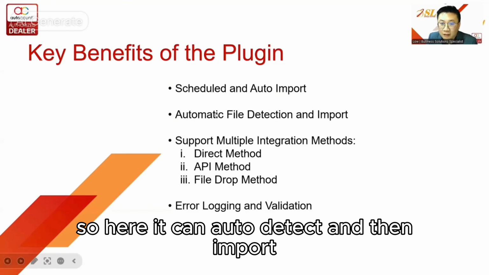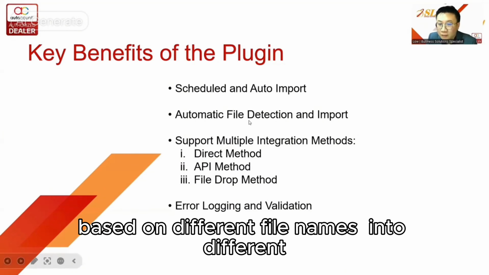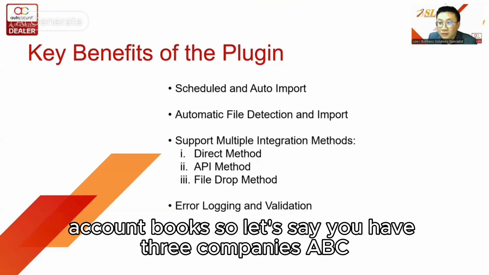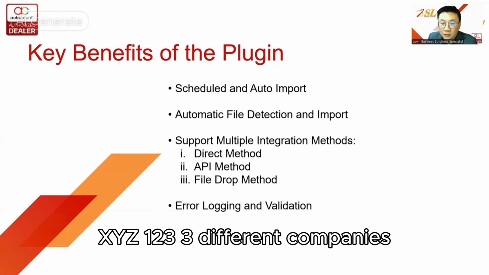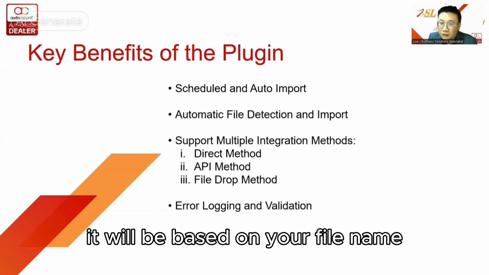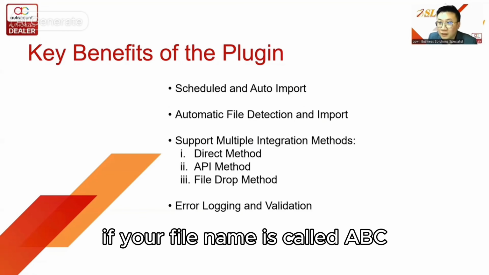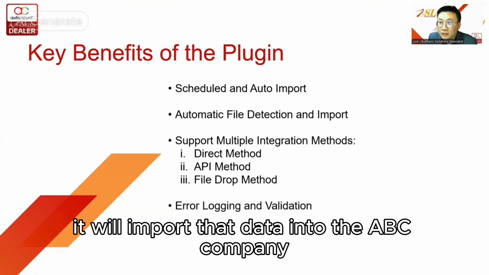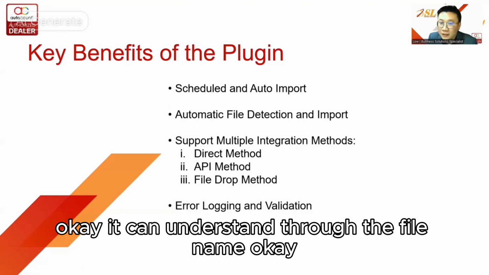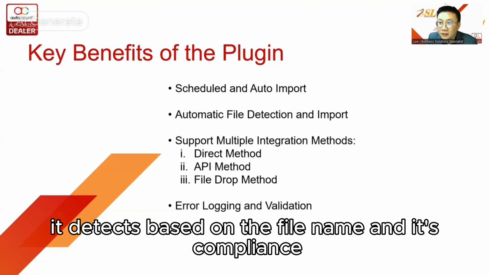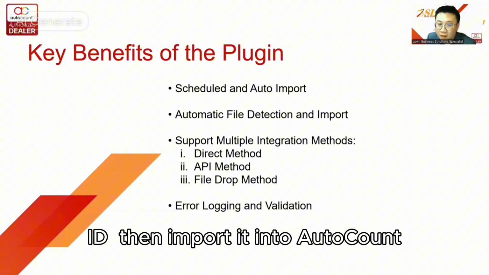It can auto detect and then import based on different file names into different account books. So let's say you have 3 companies, ABC, XYZ, 123. It will be based on your file name. If your file name is called ABC, it will import that data into the ABC company. It detects based on the file name and its compliance ID, then imports it into AutoCount.